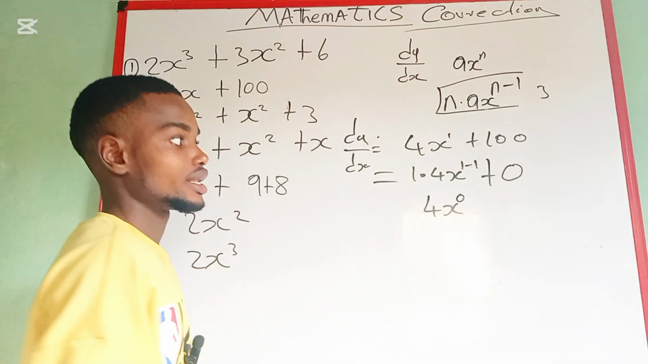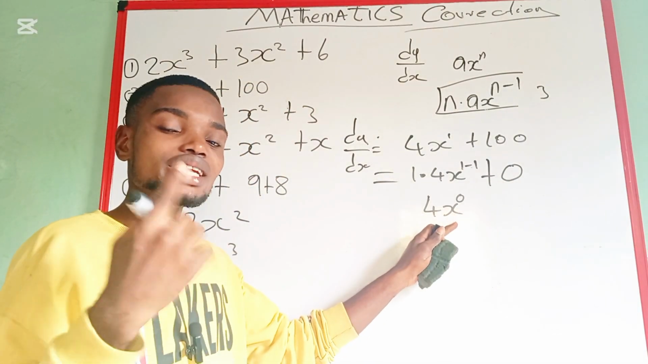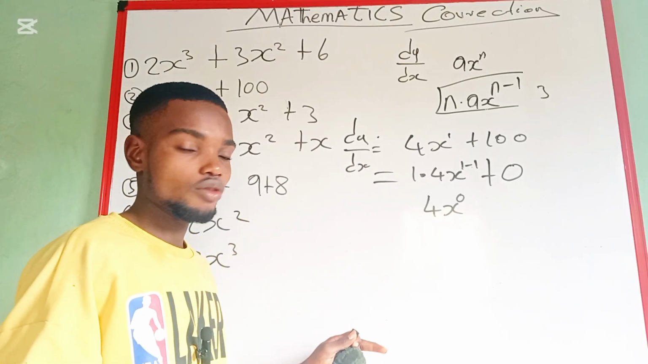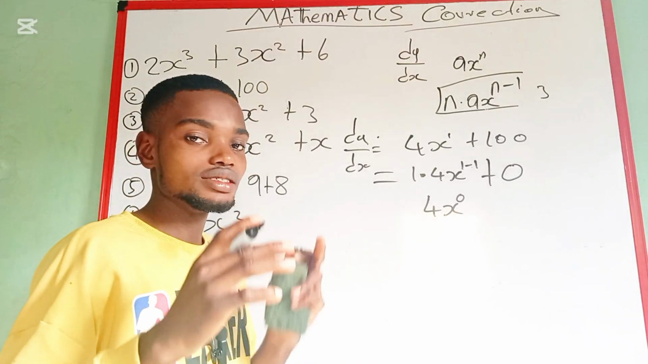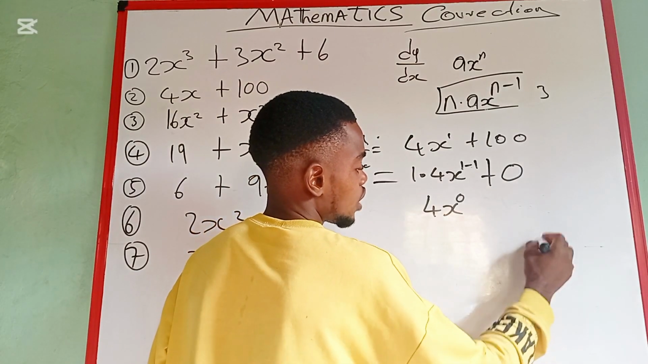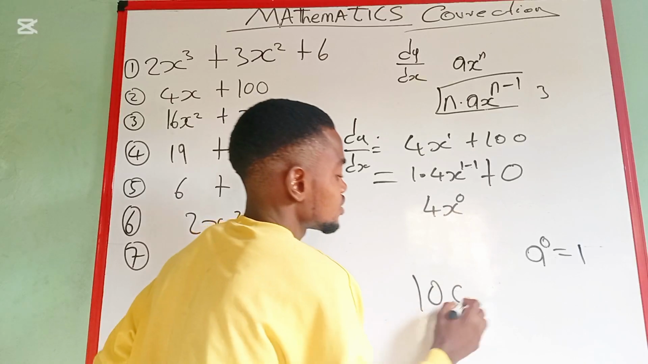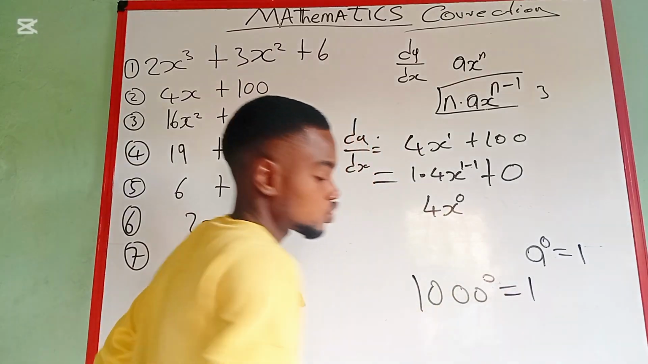You understand? Plus 0 is still going to give us... Now, coming to this place, any number raised to power 0, from the law of indices, is 1. For instance, if a raised to power 0 is equal to what? 1. If 1000 raised to power 0 is equal to 1.